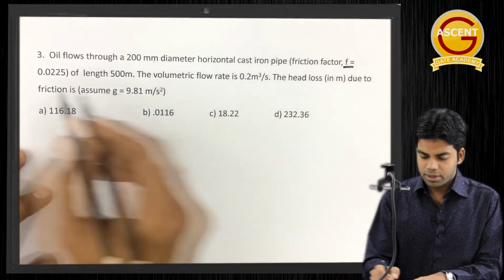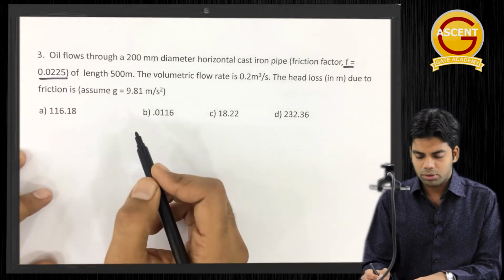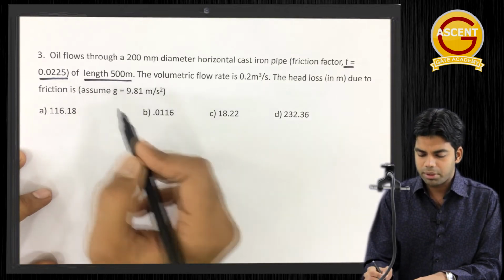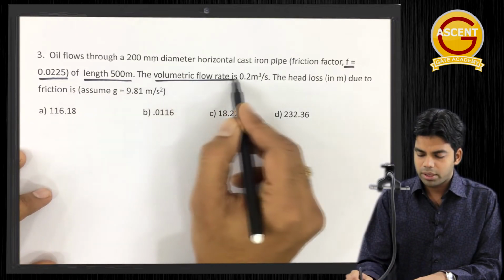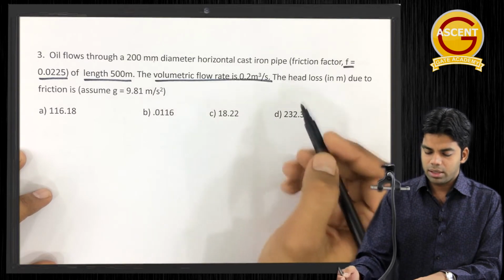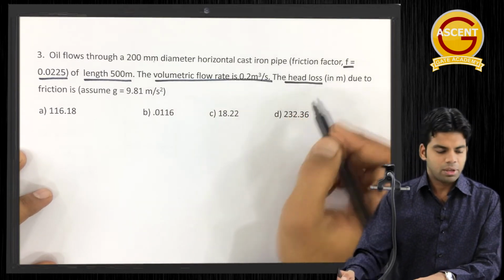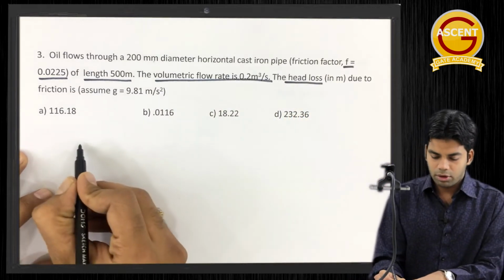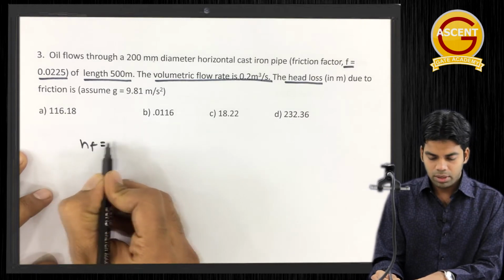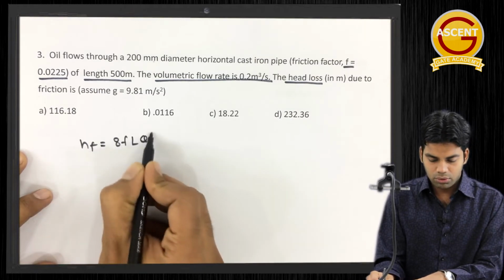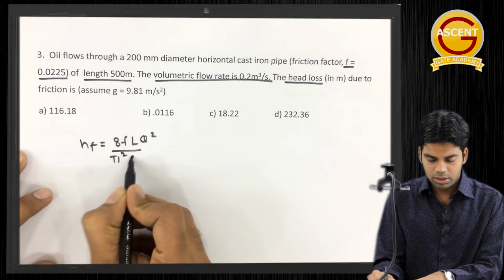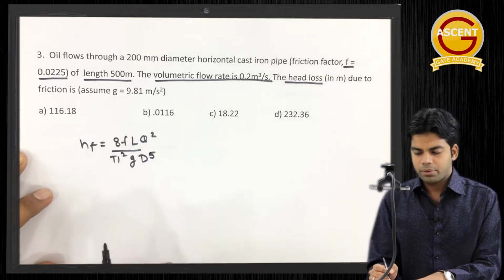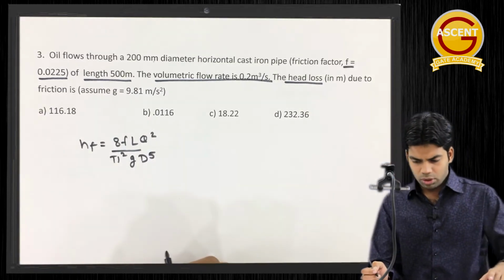Friction factor f is given as 0.0225, of length 500 meter. Volumetric flow rate is 0.2 meter cube per second. The head loss we have to determine. So for head loss, the formula is hf equals 8 f L Q square by pi square g d raised power 5. Getting this? Okay, so just put all the values.